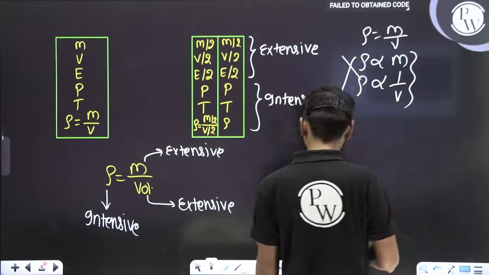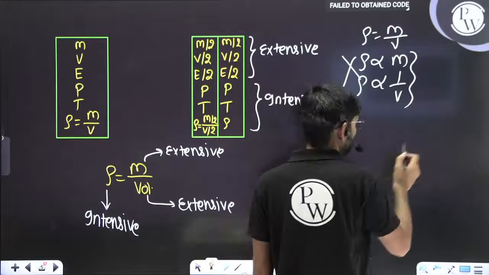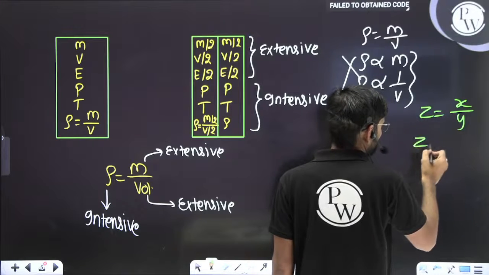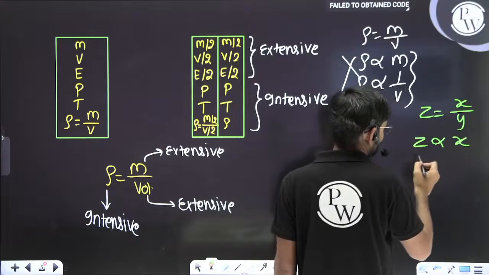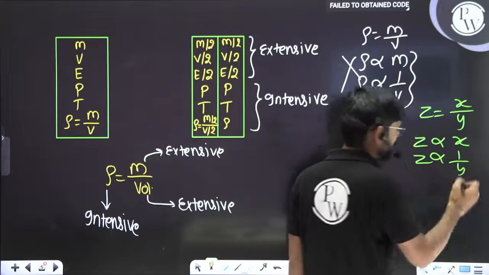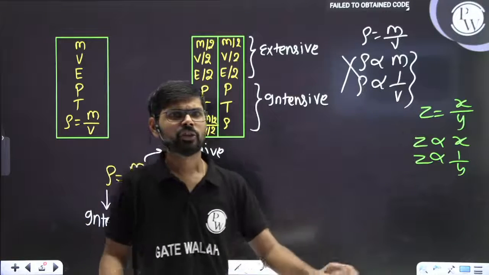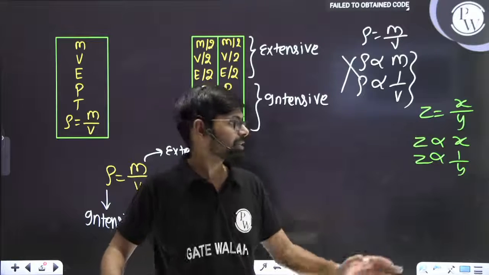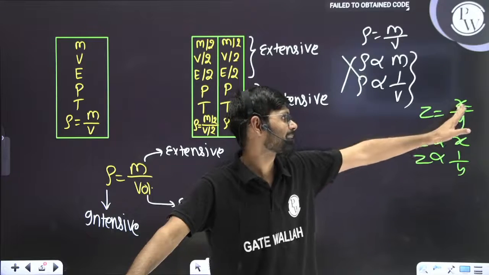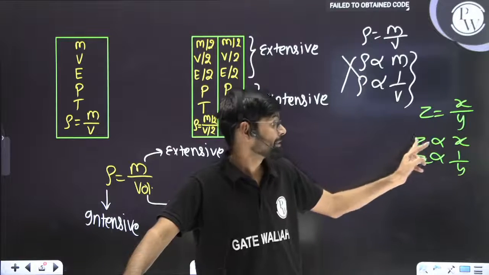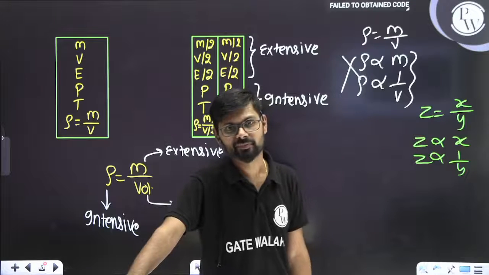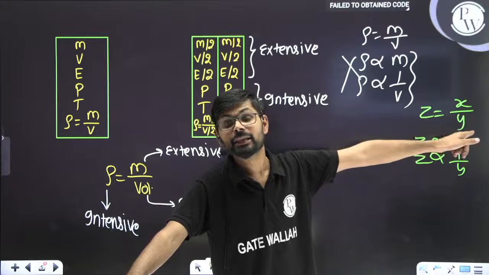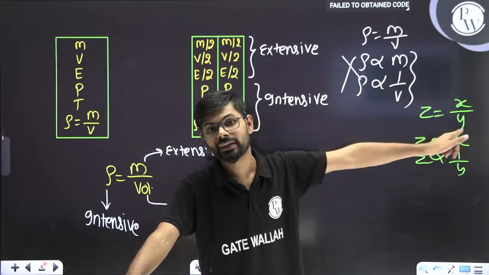See, if any function z is there, my dear student friends, that is x by y, you cannot say that z is directly proportional to x and z is inversely proportional to y. Please, this is basic mathematics. If z is given as x by y, then you cannot always say that z is directly proportional to x, because there may be a chance that x and y are dependent on each other.